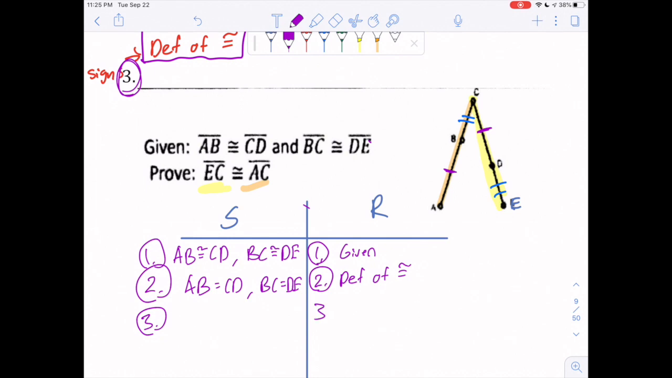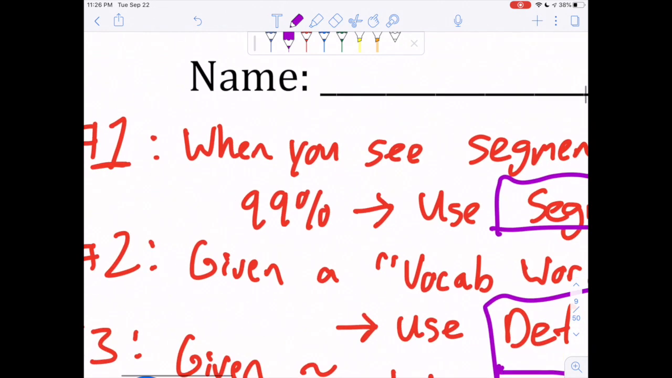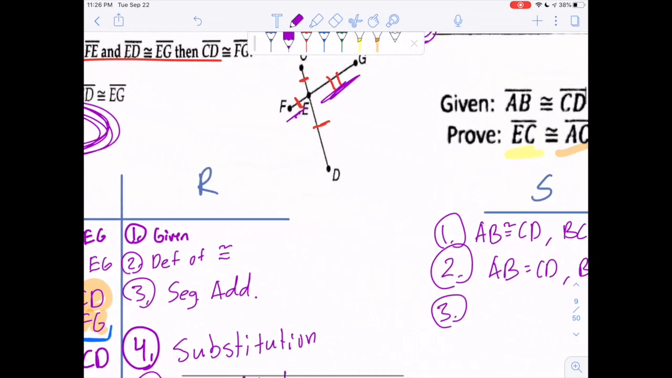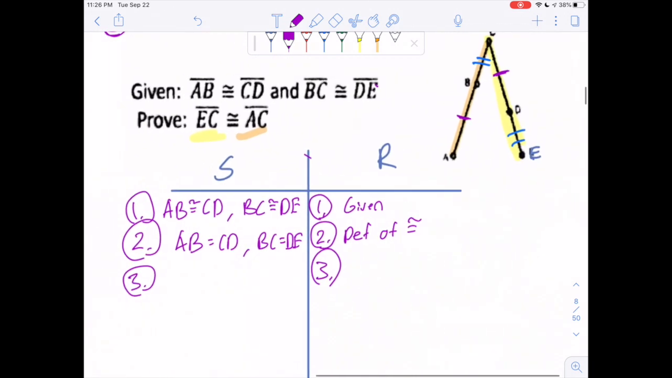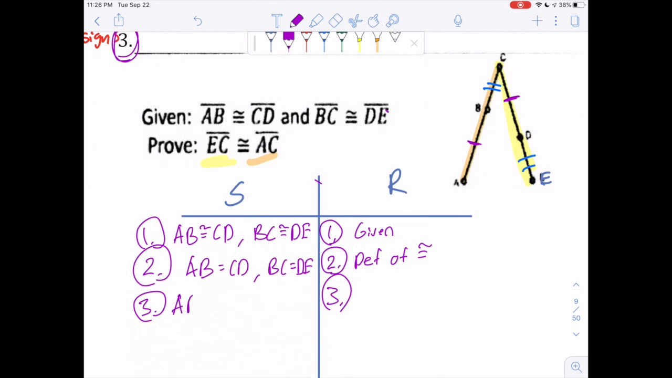Step 3, okay. Remember, we don't know what to do. 99% of the time, you're going to use segment addition. So we just got to throw things into our proof. It's kind of like a puzzle, right? When you do a puzzle, you kind of just throw pieces together. Hopefully some will match, and it'll be easier to work with the other pieces. So in this case, segment addition, let's work with AB plus BC. That should equal AC. And then ED plus DC equals EC. Boom. Segment addition. Bam.